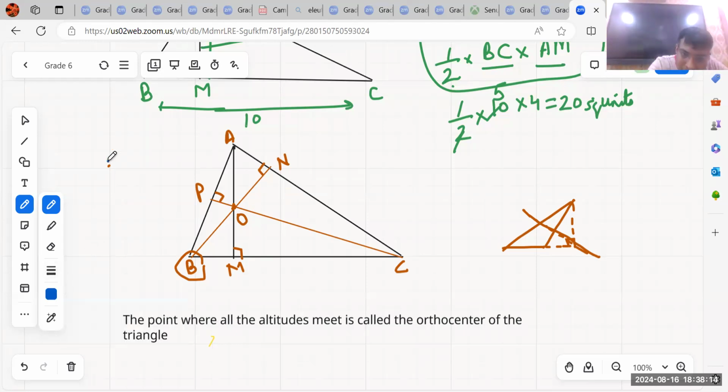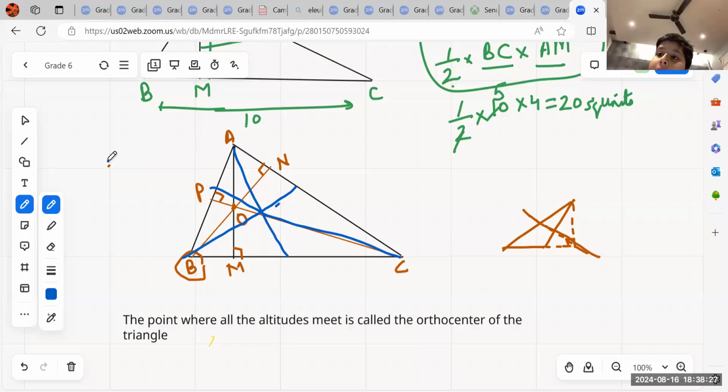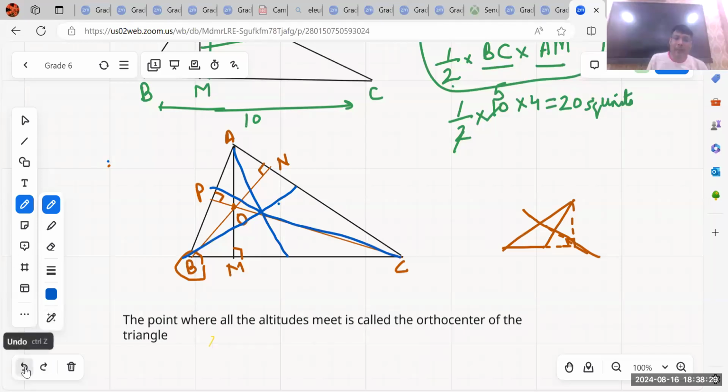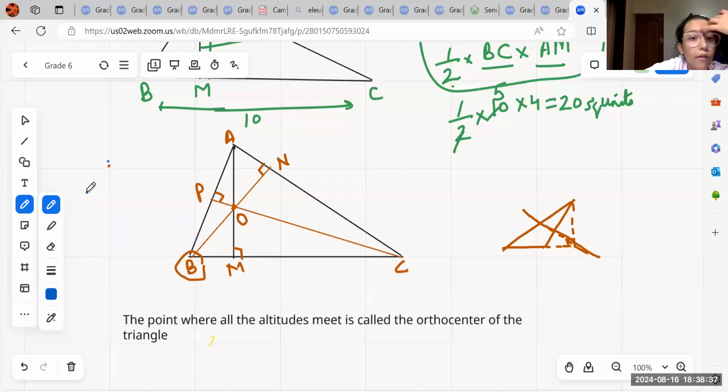Orthocenter. Now if in this same triangle I draw medians, listen here, the point of intersection of these medians will be called the centroid. So the centroid will be different and the orthocenter will be different for most triangles. In an equilateral triangle, they will be the same.